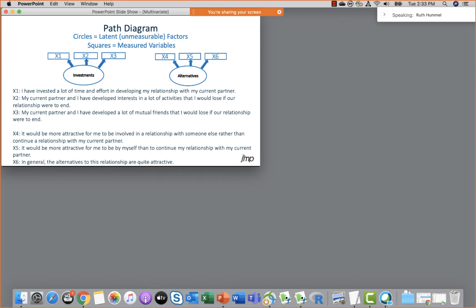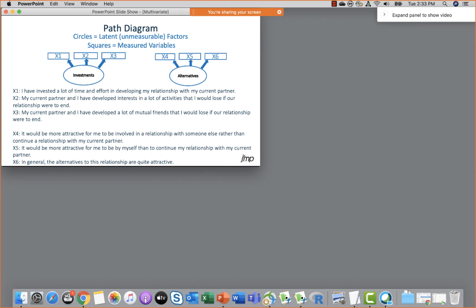You don't have to stay with that person. So question number 4: it would be more attractive for me to be involved in a relationship with someone else rather than to continue a relationship with my current partner. If you are thinking about how it would be really nice to be with somebody different, you might answer a 7. If that's not really an issue for you, you would answer a 1, or somewhere in between.